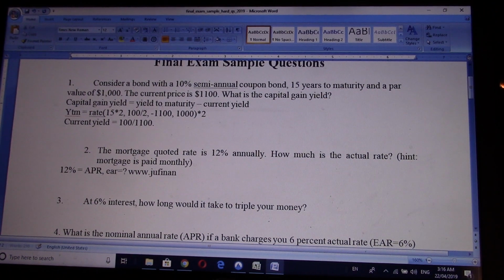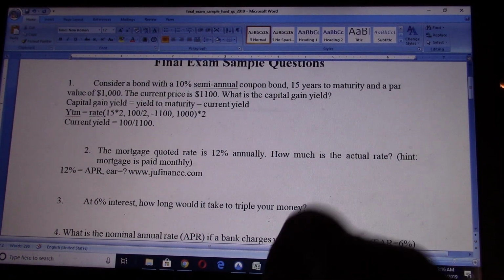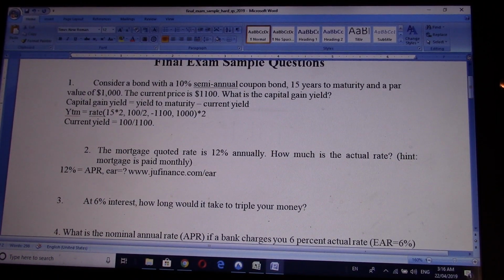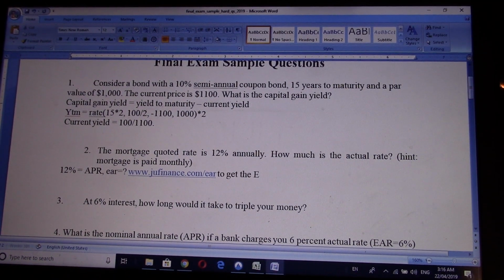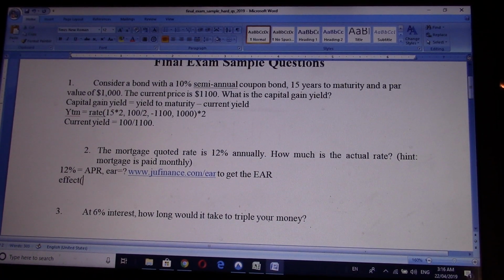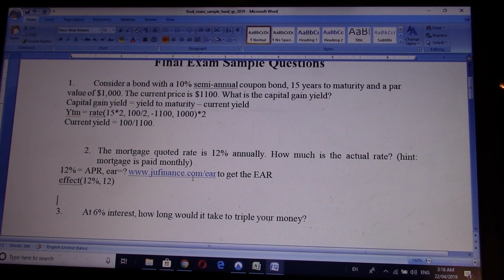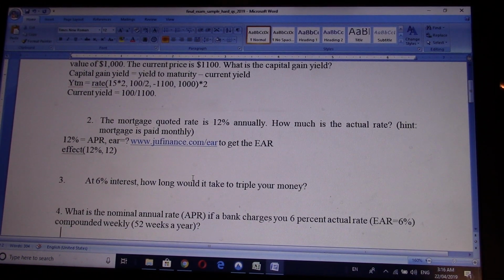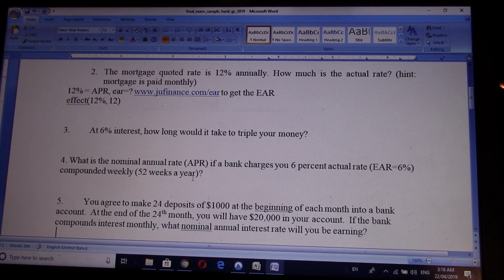at jufinance.com. I think it's called EAR, to get the EAR. Or use the effect function. So the inputs in this question should be 12% and 12. So you will get the actual rate, or EAR. This is pretty simple. And the third one: at 6%, how long would it take to triple your money?